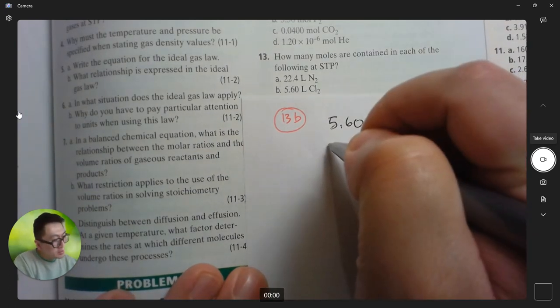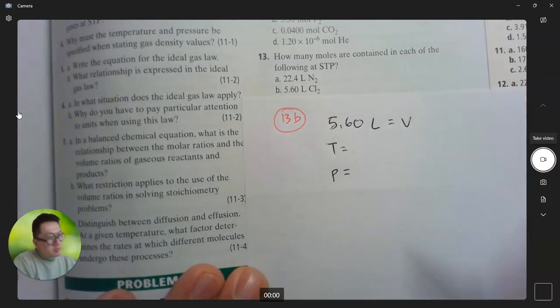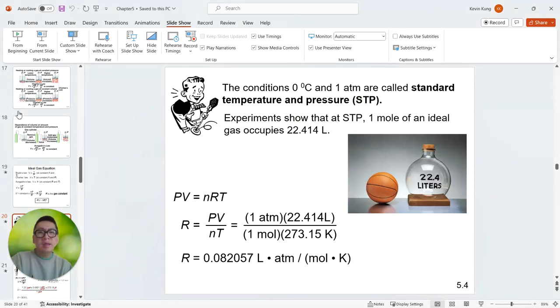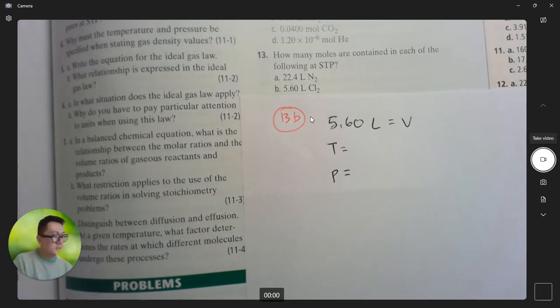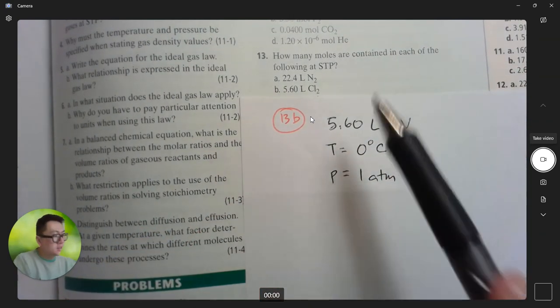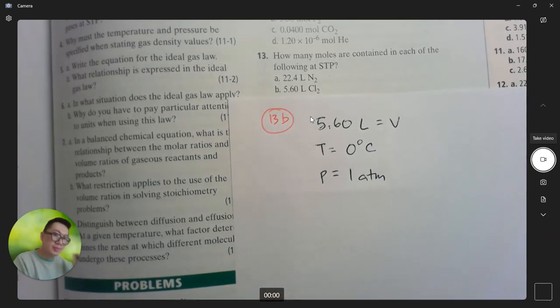STP, that term, standard temperature and pressure. You're going to have to know this term. I actually went through it in the notes. If you watch the chapter 10 notes, part 3, about the ideal gas law, I talk about what standard temperature and pressure is. Standard temperature and pressure is 0 degrees Celsius, 1 atmosphere. So when it says it's at STP, that means it is 0 degrees Celsius and 1 atmosphere. So you need to know that term.